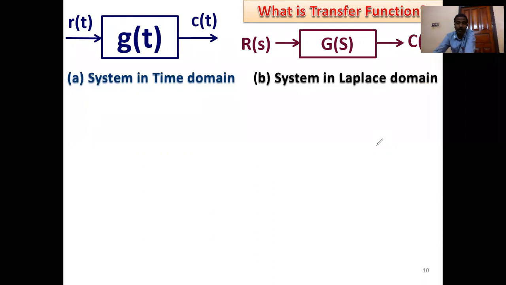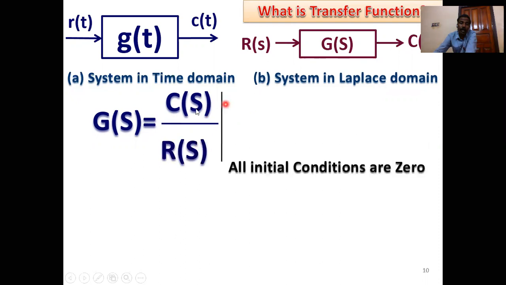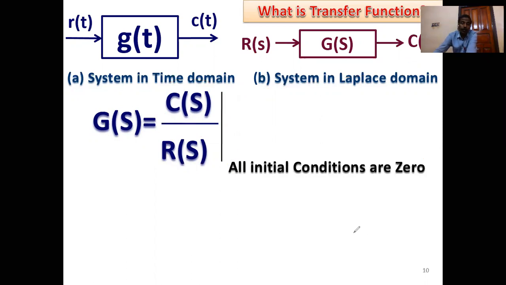In this section, G of S equals what? G of S equals C of S by R of S. So the transfer function G of S equals the overall output C of S divided by the input R of S. This is the output, and this is the input. So output by input is called the transfer function, provided all the initial conditions are zero.